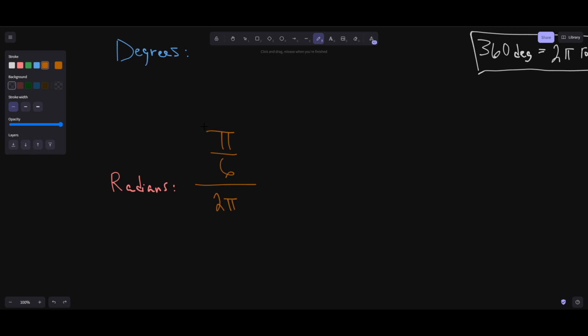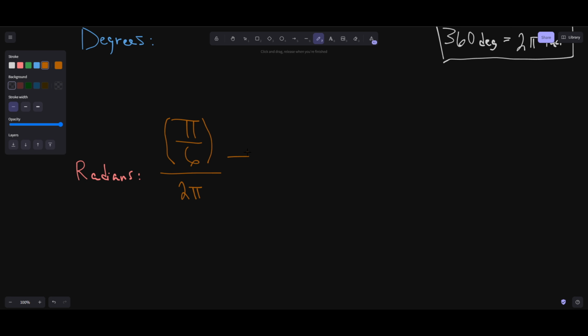And we can simplify this. I'm just going to put parentheses around this to make it a little less confusing. We can simplify this to pi over 12 pi, and we know that the pi's are going to cancel out. So pi over 6 all over 2 pi simplifies down to just 1 over 12.